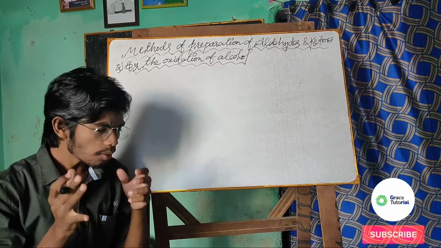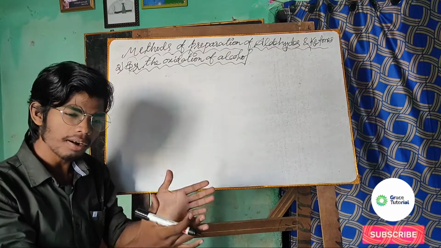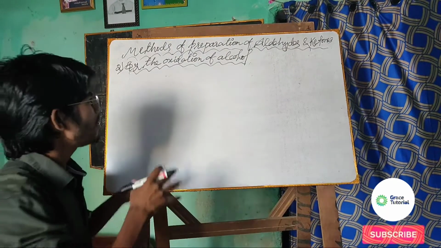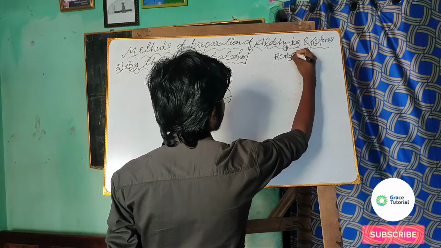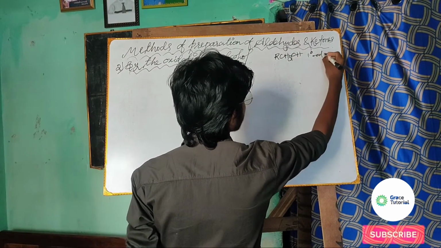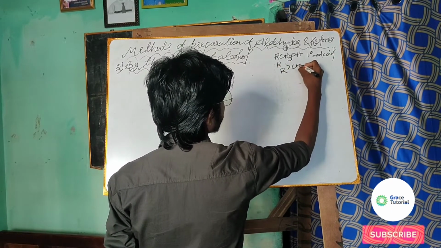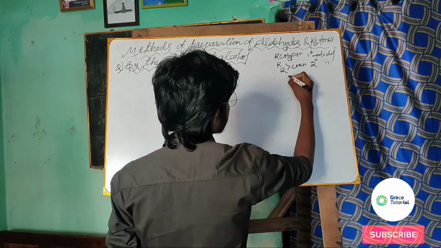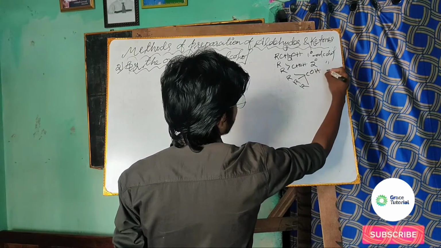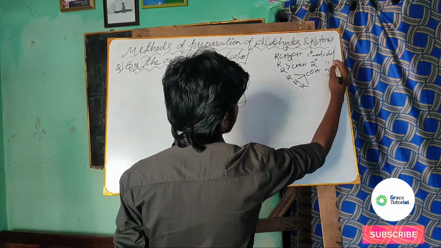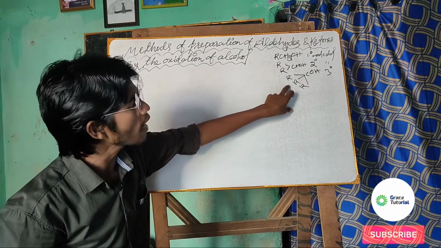So if we look at method number 2, by the oxidation of alcohol, that means from alcohol we need to prepare the aldehydes as well as the ketones. Well, alcohol is basically of 3 types. One is RCH2OH, and this is primary alcohol. Another is R2CHOH, this is secondary alcohol. Similarly, if 3 R's are there and COH, this is tertiary alcohol. So we have 3 different types of alcohols: primary alcohol, secondary alcohol and tertiary alcohol.